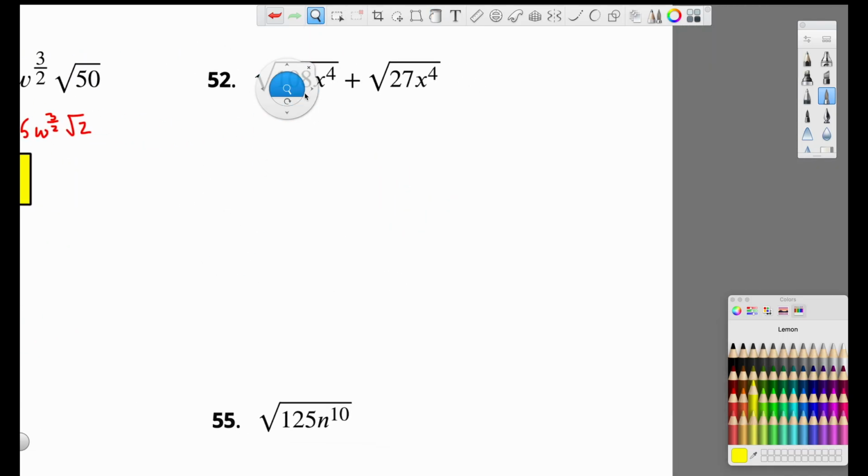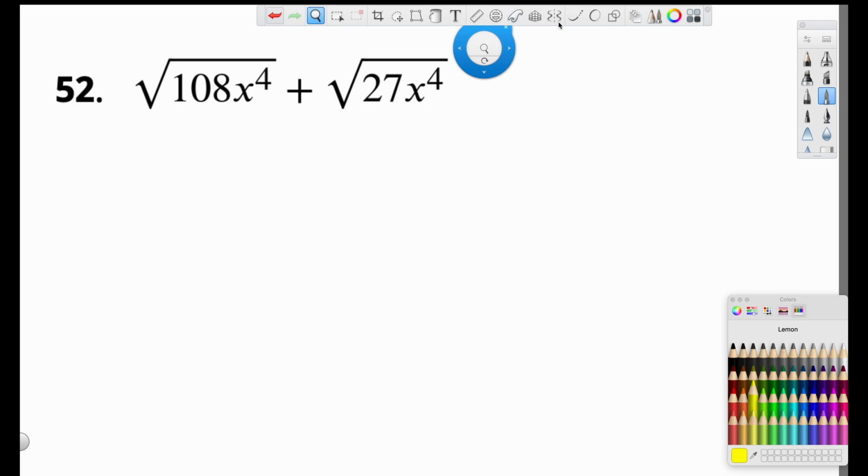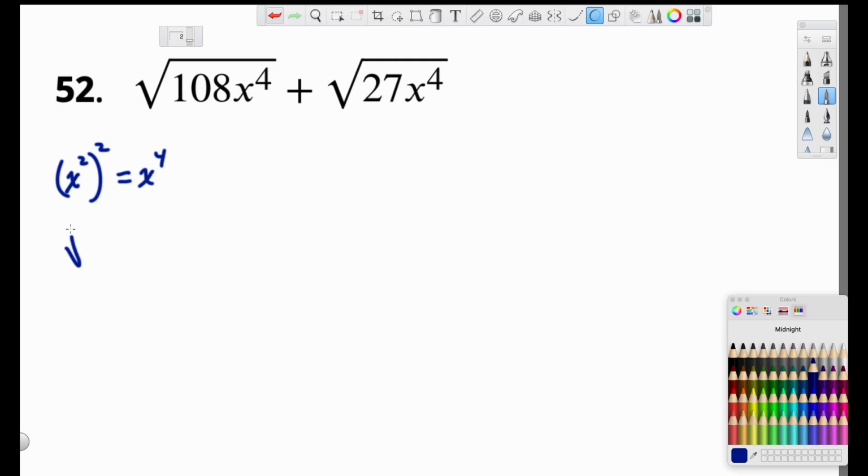Okay, I'm going to try to do the same thing here. The x to the 4th and the x to the 4th, that is a perfect square, right? So if I were to take the square root of x to the 4th, it would be x to the 2nd, because x to the 2nd squared equals x to the 4th. Therefore, the square root of x to the 4th equals x to the 2nd. So that part is going to come out.